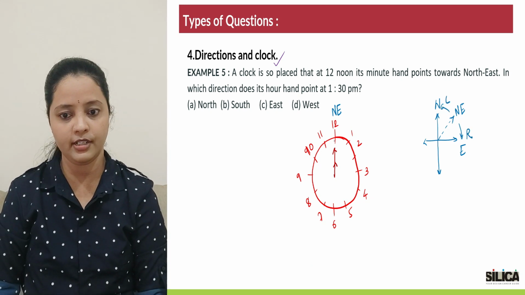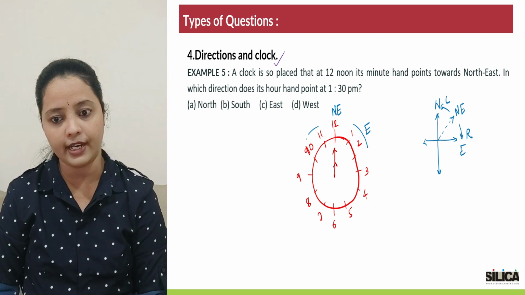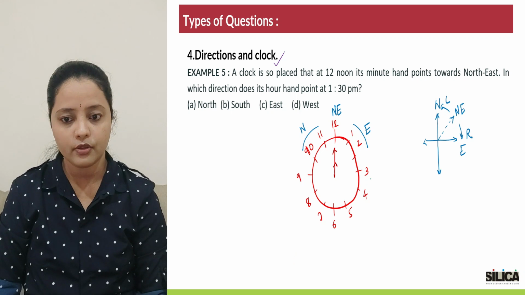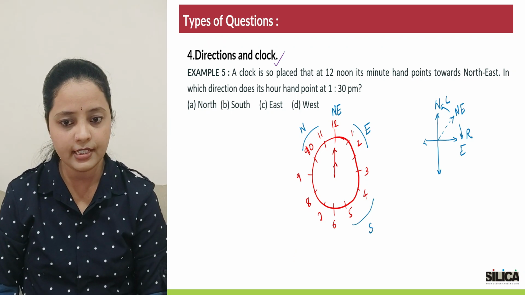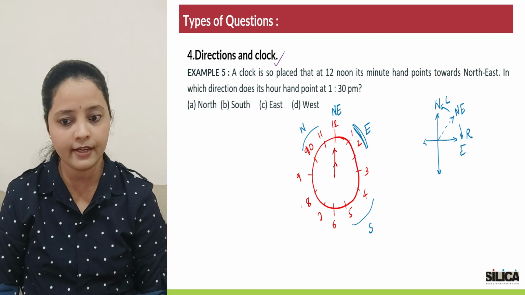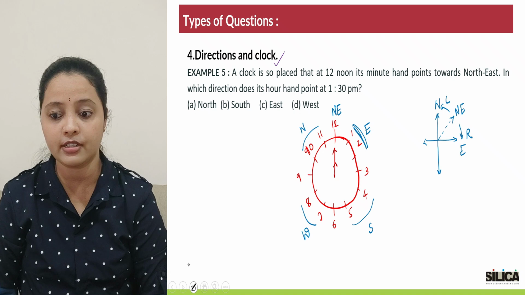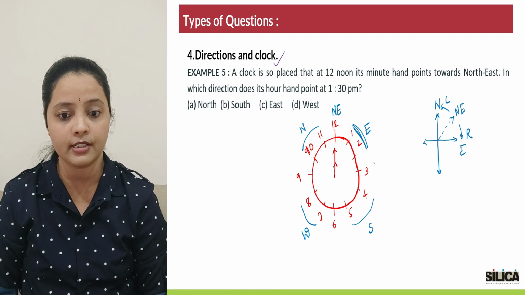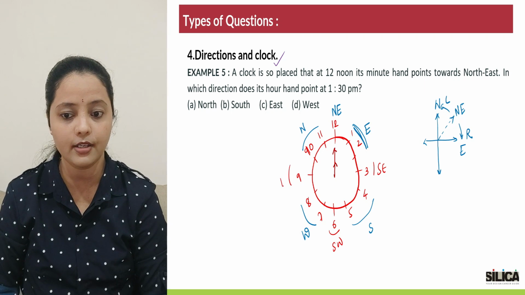So let me follow the same transition here. To the right I have east and to the left I have north. Okay, so if this is north, the opposite to north would be south, and if this side is east, opposite to east I'll have west. That is how I am plotting my main direction. And for the sub direction, it's very easy. The intermediate one, this is southeast, this point would be southwest, and this point would be northwest.